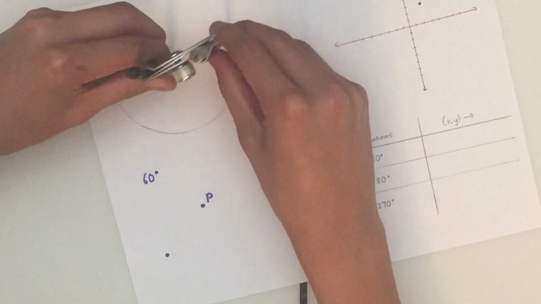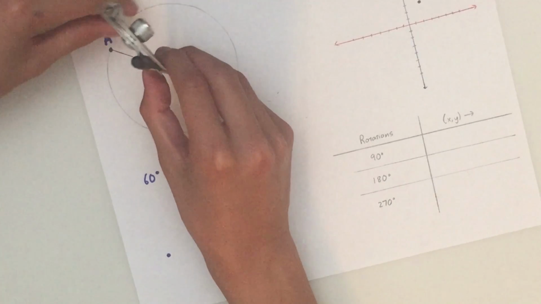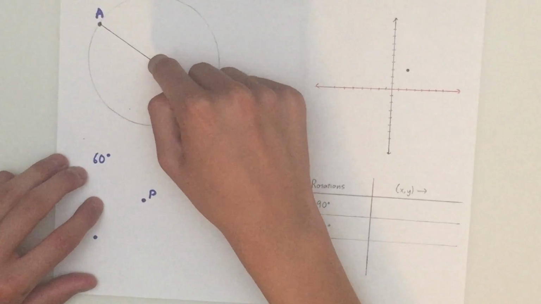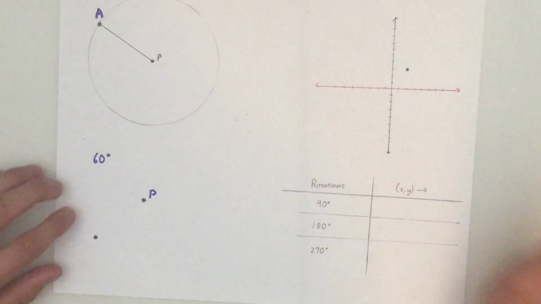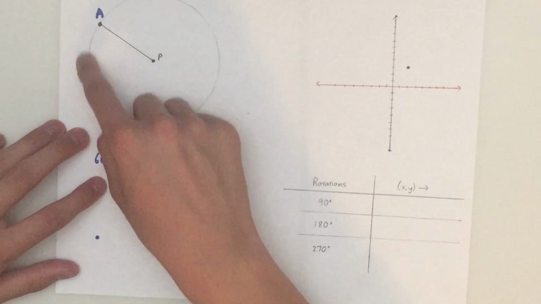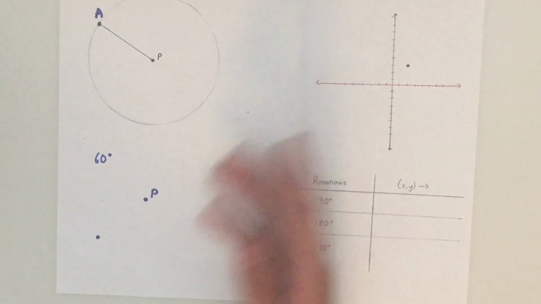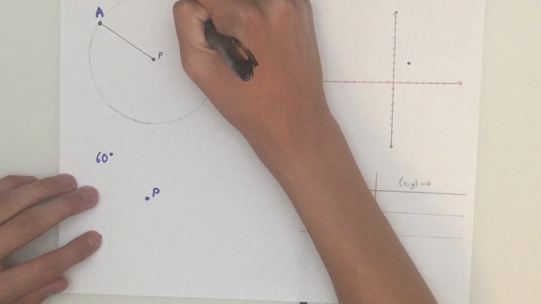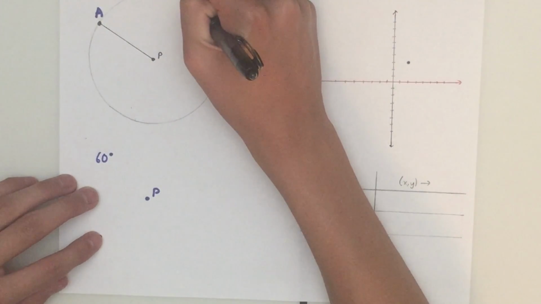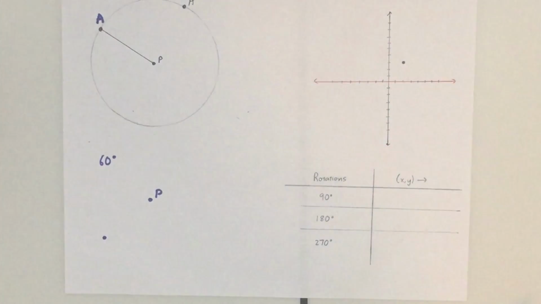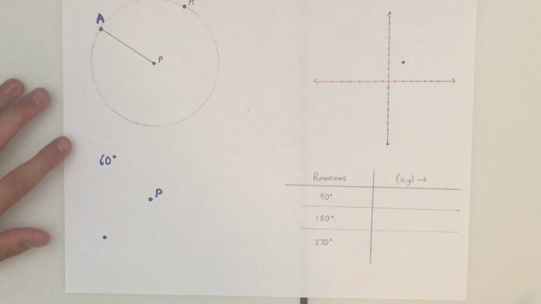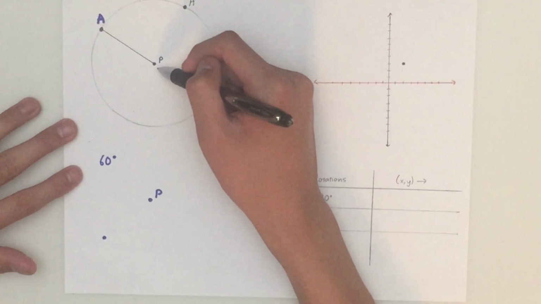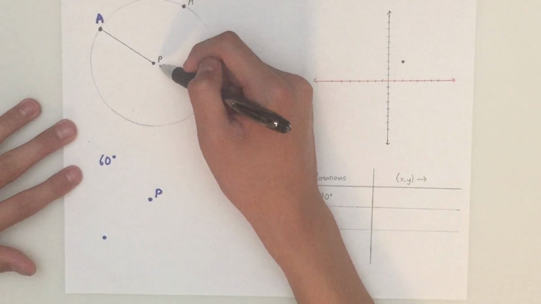It will be somewhere along this arc, because every one of these points on the circle is the same distance from P as A is. So one of these points is going to be the final image, depending on the angle of rotation. And we're going to get to that next. Let's say that this was the final image. The angle of rotation is the angle between the pre-image and the final image. The vertex of the angle is the center of rotation.